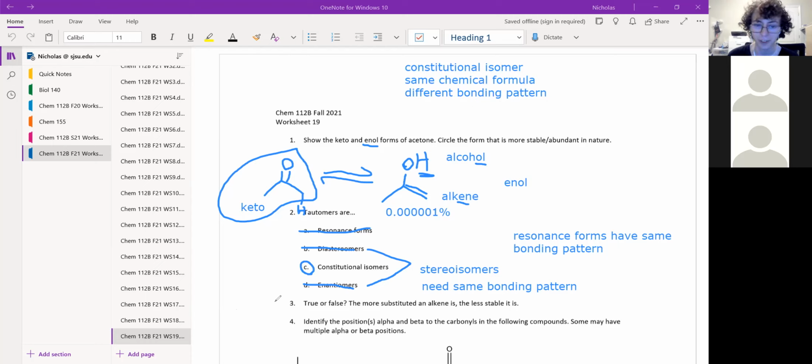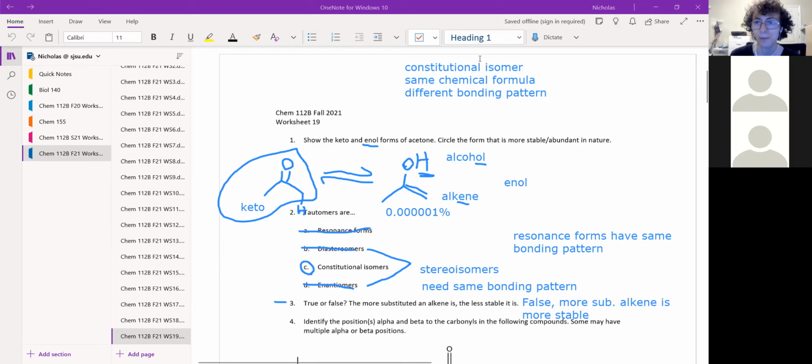And there's also a true false here. The more substituted an alkene is, the less stable it is. This is review, but it's been a while since we've talked about it. So just checking up on this. Okay, that was pretty fast. And you're all correct. So I won't go into much detail on this. This is false. More substituted means more stable. I don't think you have to know why, just this is a fact that you should be aware of, but it seems like you all are, so that's good.